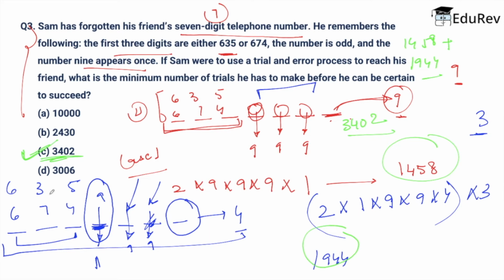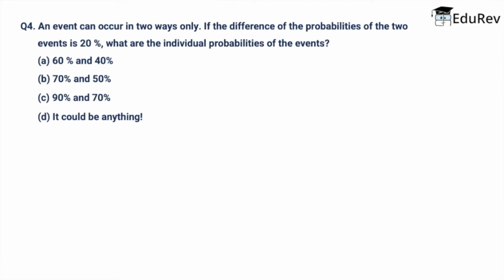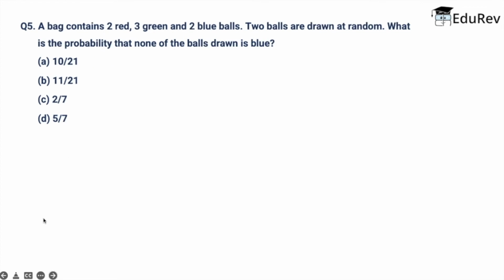Let's move on to question number 4. Alright, let's do question number 4. Question number 4 says that an event can occur in 2 ways only.